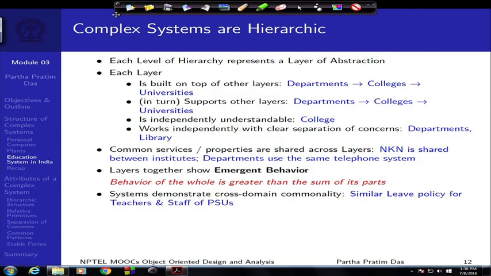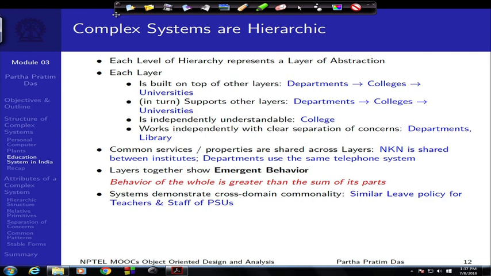And certainly, in terms of cross-domain functionality, we find that different practices and properties held in the education system are also enjoyed by several other systems. For example, the leave policy of teachers and staff will be a lot similar to the leave policy of teachers and staff in public sector institutes, PSUs.